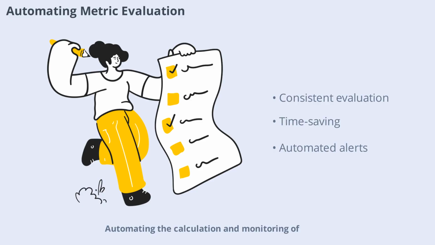Automating the calculation and monitoring of evaluation metrics streamlines the model development process. Automated tools can track performance, generate reports, and trigger alerts when metrics fall below thresholds. This ensures consistent evaluation and frees up time for deeper analysis and model improvement.